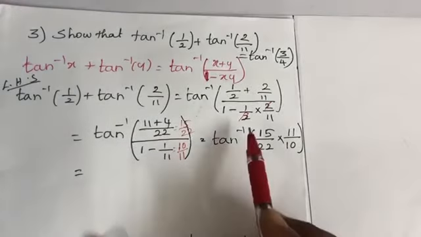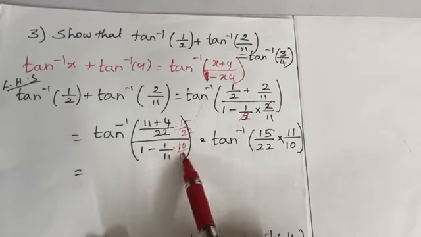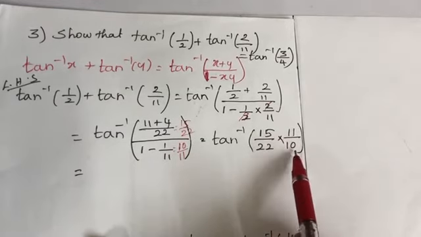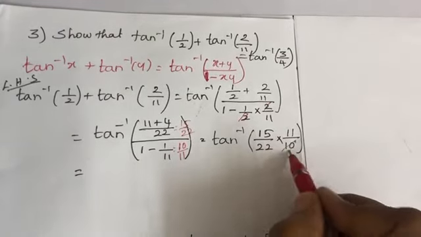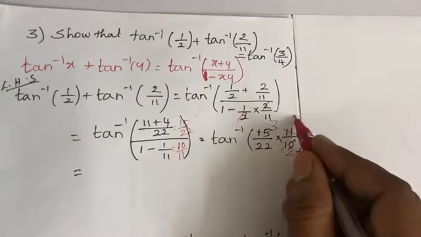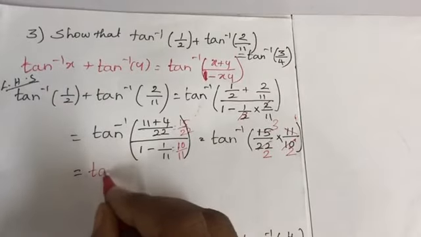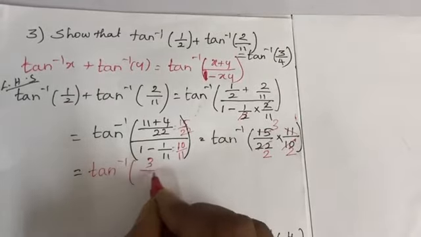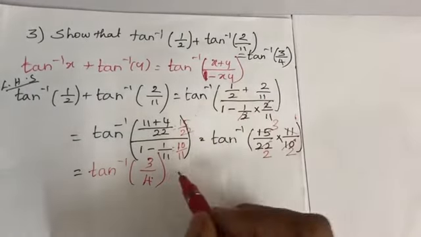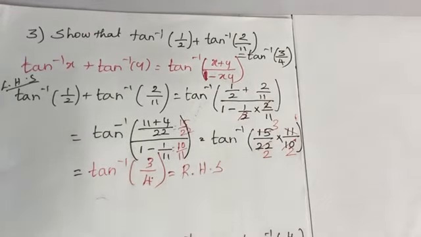Okay. So, tan inverse of 15 by 22. While dividing with the fraction we can multiply it with the reciprocal. So, 10 by 11 will become 11 by 10. Okay. So, 2 5s are 10, 3 5s are 15. 1 11 is 11. 2 11s are 22. So, tan inverse of 3 divided by 4 and that is our right hand side. That is what we have to prove. So, left hand side is equal to right hand side. Hence, we have proved the result.